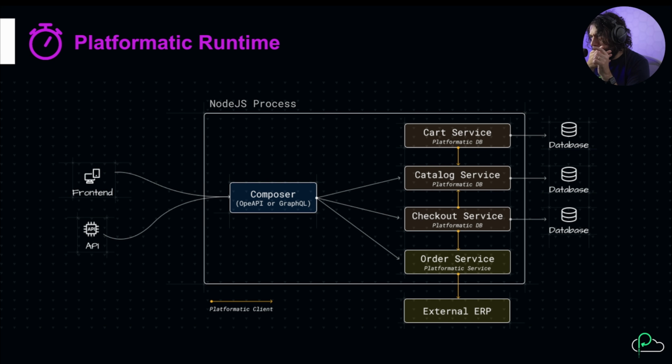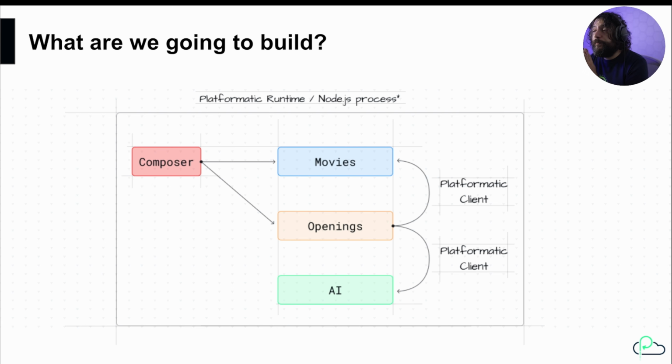So, okay, we have created all of this. How does it matter with AI? Well, we are going to create a simple app. We are going to create an app as a Platformatic Runtime, with a Composer that talks to a movie Platformatic DB service, an openings service, and our AI service that we have just created, okay?